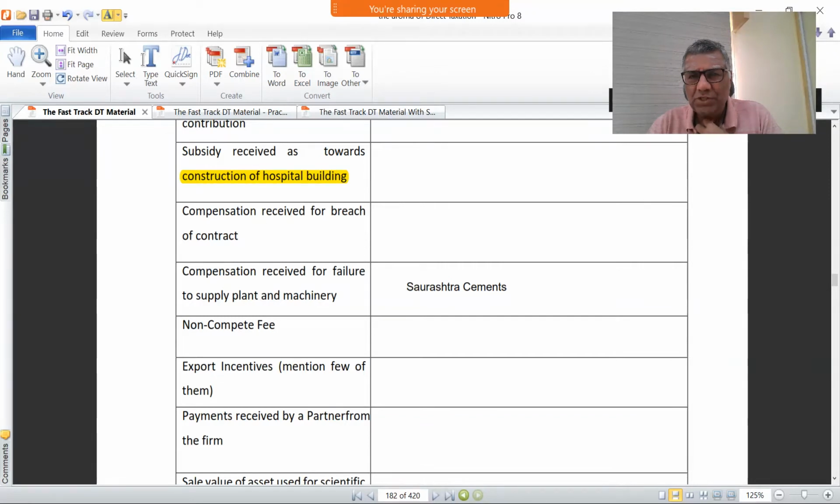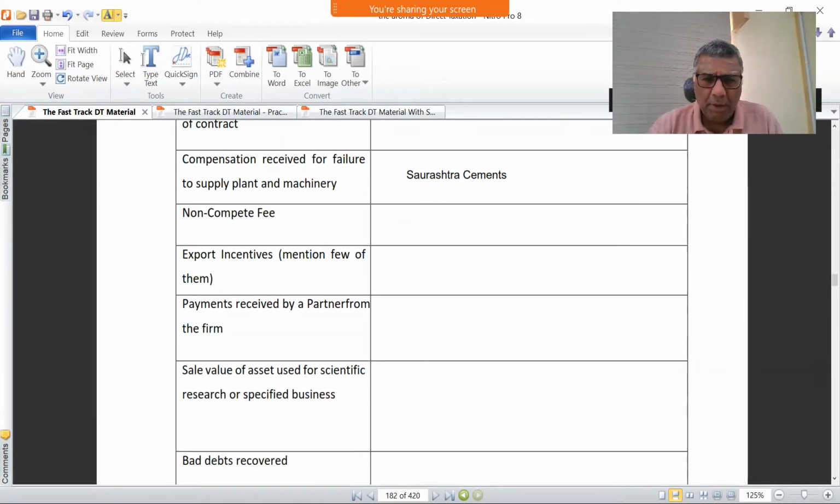Export incentives, sale of duty entitlement license, passbook, cash compensatory support, duty drawback, everything is an income. Payment received by a partner from a firm is taxable under PGBP. It should be allowed in the hands of the firm, that's true, but taxable under PGBP.